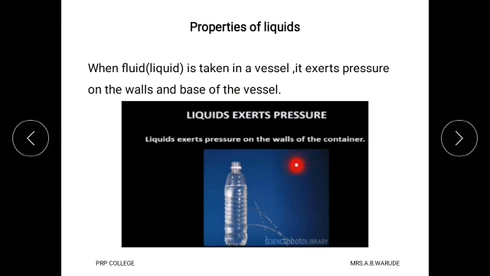And as we know that any liquid does not have any fixed shape. It takes the shape of the container in which it is taken. And when we consider any liquid in a vessel, then it exerts some pressure on the walls and also on the base of the vessel.